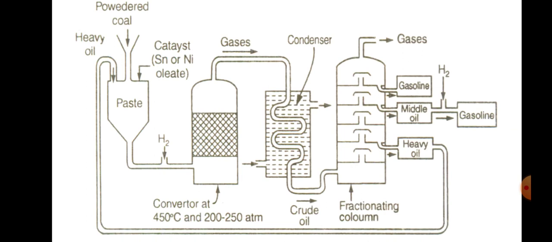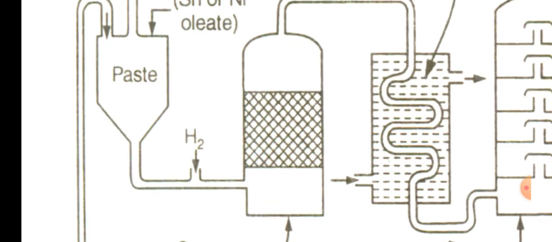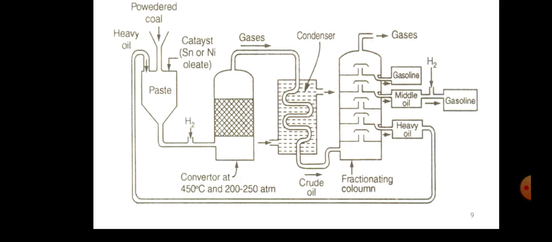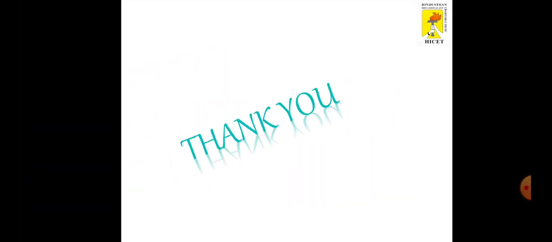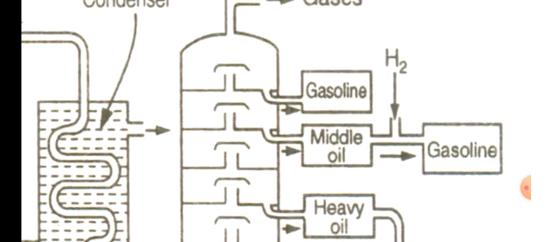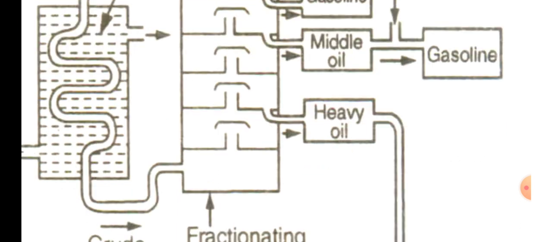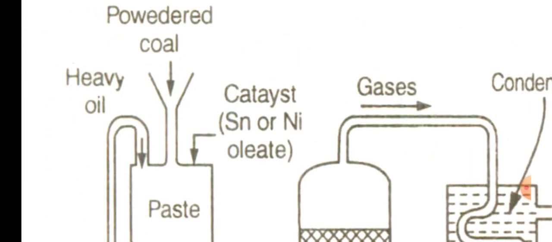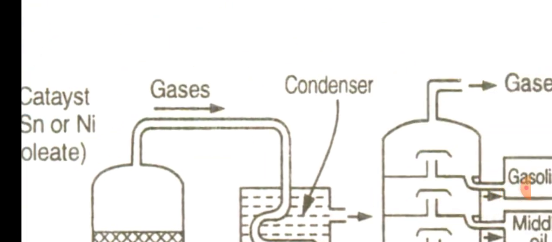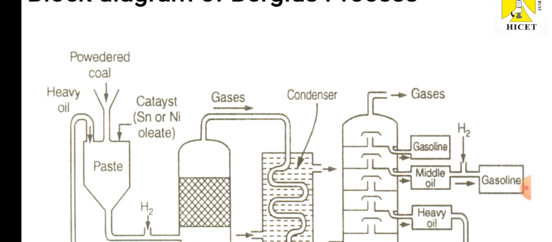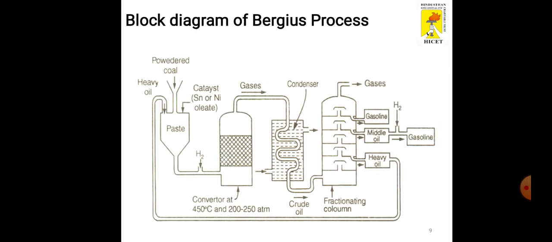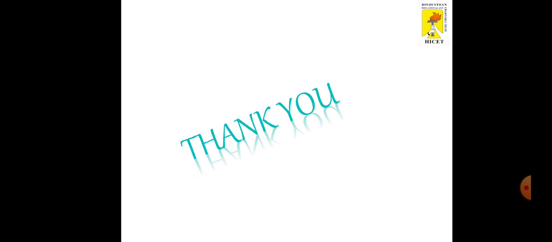This heavy oil liberated from the fractionating column is again taken for making a paste with powdered coal. And the middle oil, again hydrogen gas is passed to get the gasoline. So the middle oil is also cracked and produces gasoline. Here the heavy oil is also used for making paste with the powdered coal. So the whole process is very economical, and we are producing the synthetic petrol. This is another method to produce the synthetic petrol.